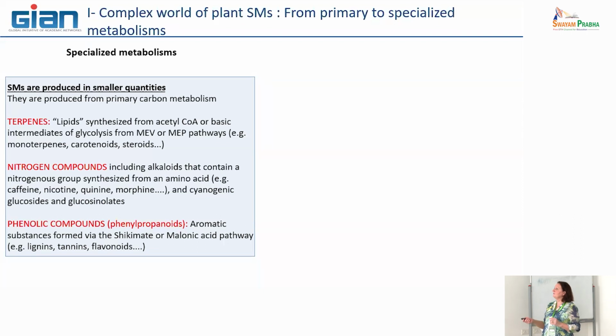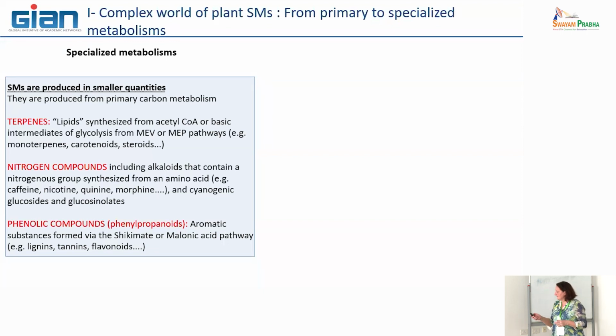And after here, you have the three main classes: terpenes, nitrogen compounds, including mainly alkaloids, but in this group you can also find glucosinolates and cyanogenic glucosides, and I will take time to explain the importance of these molecules. And the phenolic compounds are well known because they include a lot of types of molecules that are of interest for perfume, for example, for food, for spice, which contain a lot of this type of metabolite, and they make some flavor specifically.